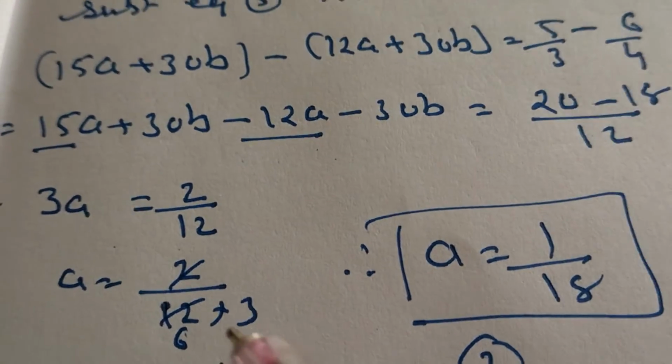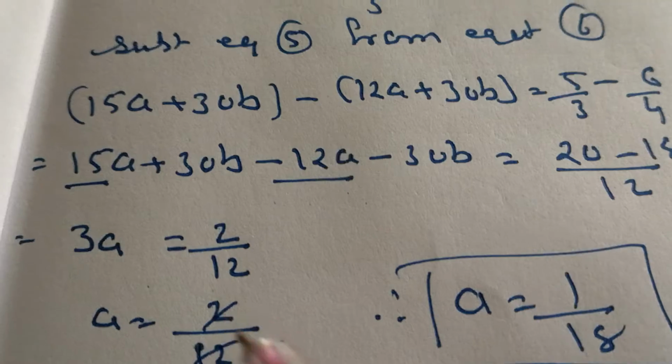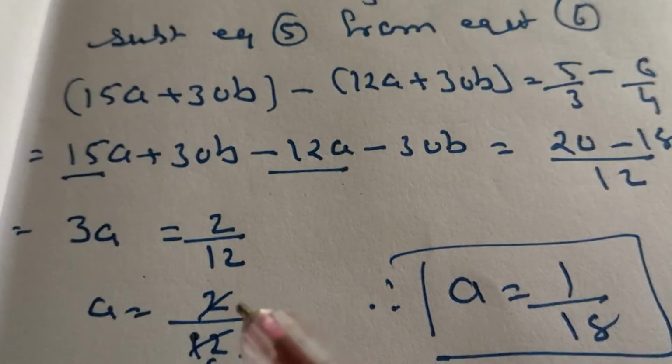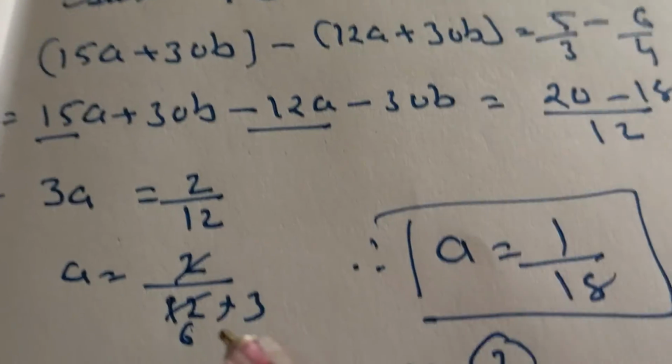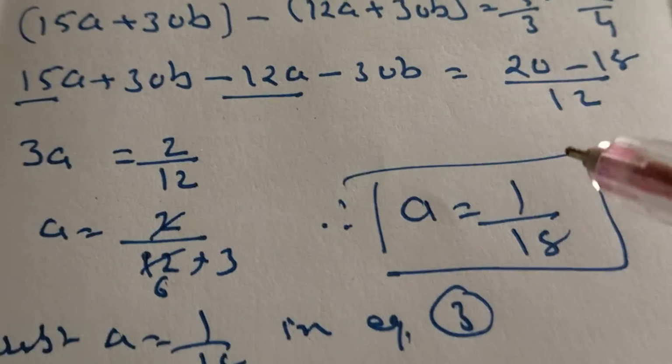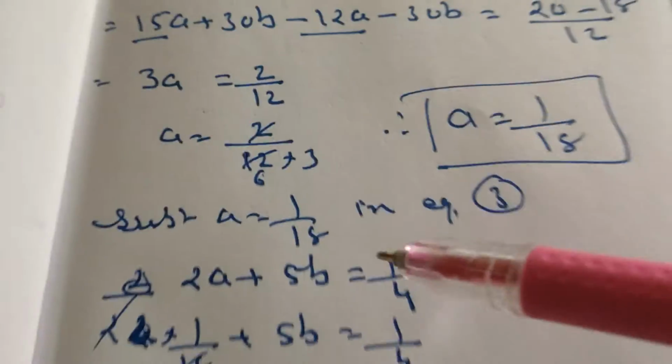So it is multiplied by 3 comes over here. So it becomes 2 upon 12 into 3. 2 6s are 12, 6 3s are 18. A is equal to 1 upon 18.